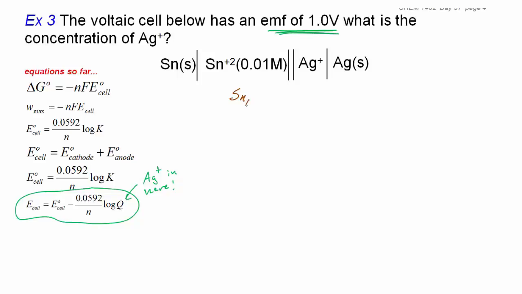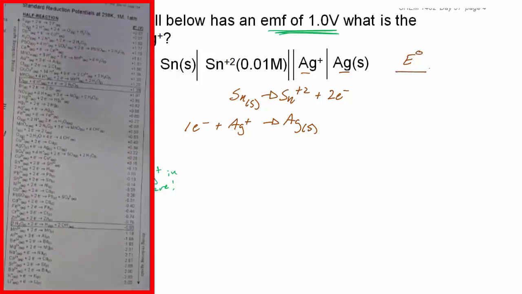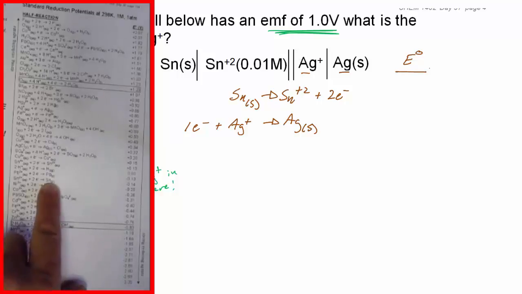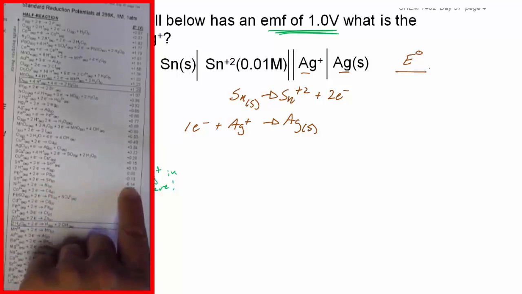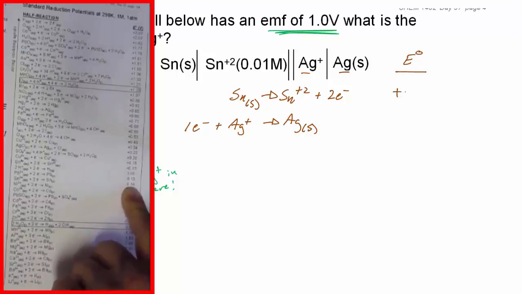So tin solid has to go to tin plus 2, and silver ion has to go to silver solid. So we can finish these. I need 2 electrons here. I need 1 electron there. Let's see if we can look up the E0s. Tin solid going to tin plus 2. That's an oxidation reaction, so tin solid had better be on the product side. Tin solid going to tin plus 2. Flip the sign. Positive 0.14 volts.